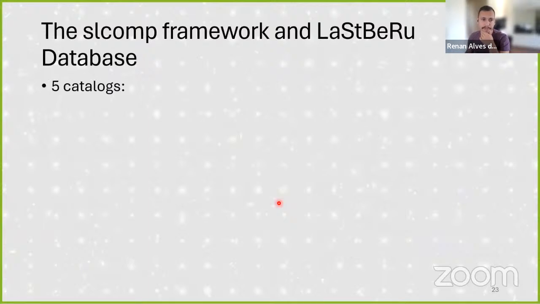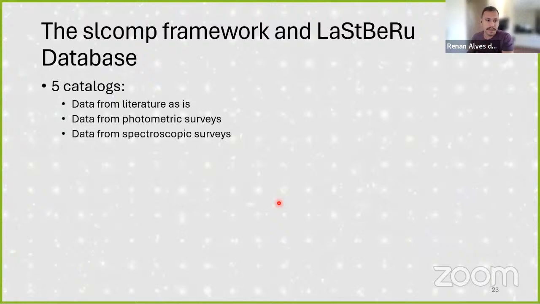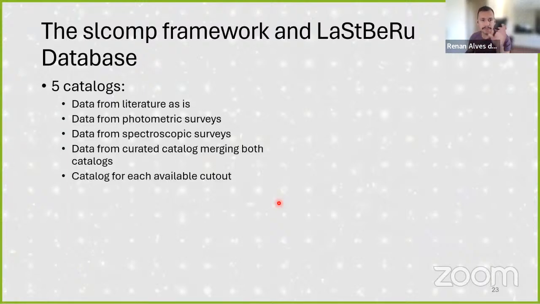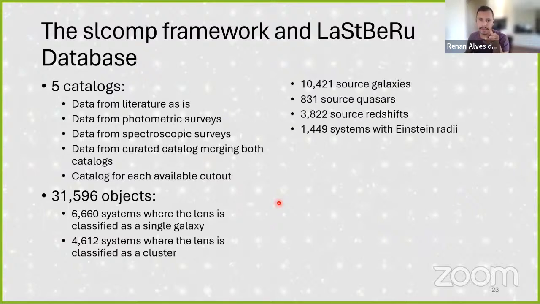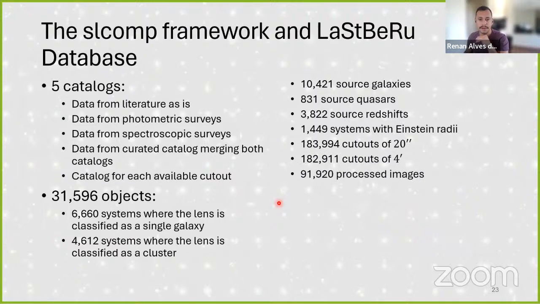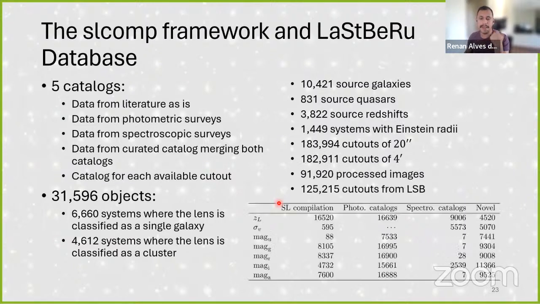And just to summarize some numbers, I'm almost running out of time. I'm finishing my presentation soon. So we have 5 catalogs: one with data from the literature, cross-matching surveys, a created catalog merging all data together, and a catalog for imaging cutouts. We have all of these systems classified as galaxy or cluster, and we have this information for redshifts, source and lens redshifts, and almost 1 terabyte of data available, including processed images, which is very useful.